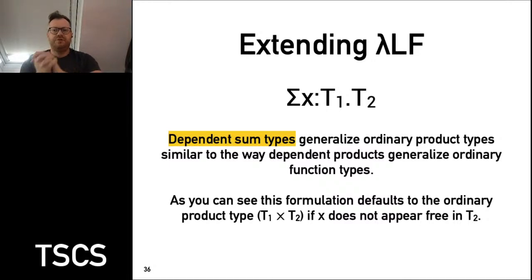Just a few hints to what we can do with that. We can extend lambda LF and take dependent sum types. This generalizes ordinary product types, similar to the way dependent products generalize ordinary function types. You can see the ordinary product type that you had before, T1 product T2, that we had in one or two lectures before, if x does not appear free in T1. This is the primitive type, but however you can also have dependent sum types here.